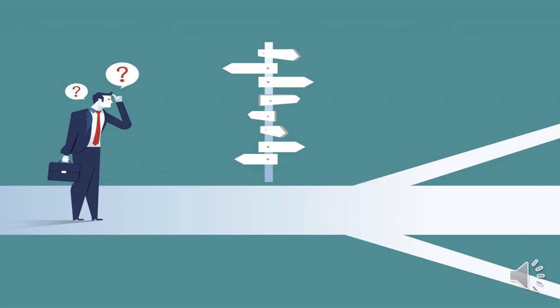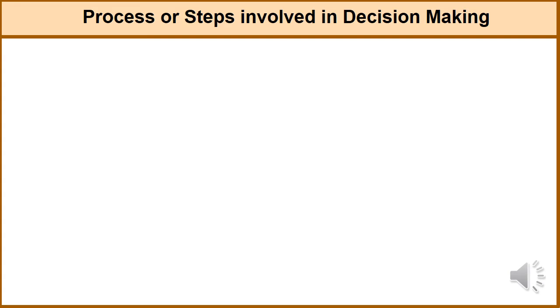Decision making is an important aspect of planning. The process of identifying and selecting a course of action from among various alternatives to solve a specific problem is decision making. The process of decision making has different steps, or steps involved in decision making.